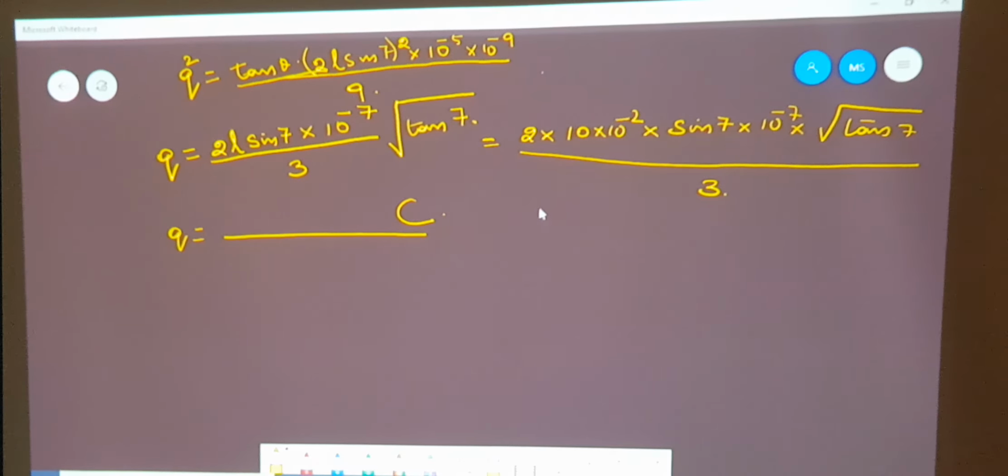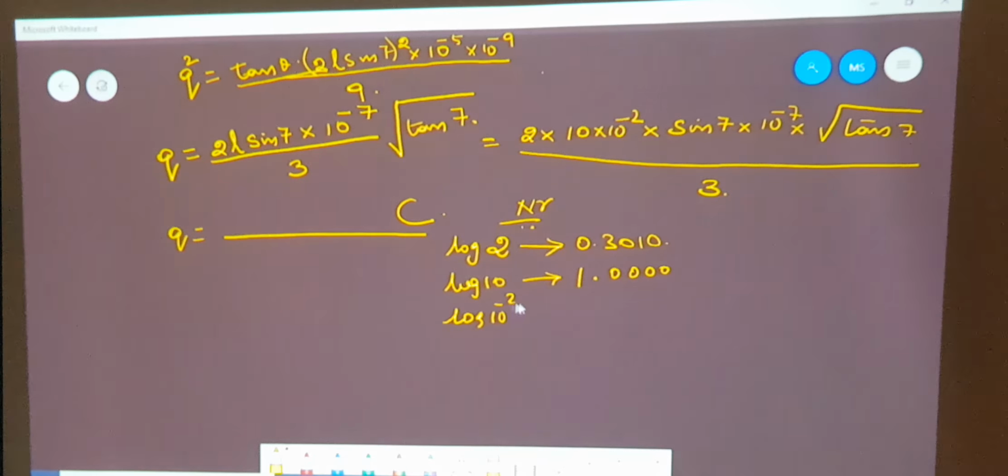Okay, you write logarithms. For writing the logarithms, you take the numerator first. You consider the value of the logarithm for 2. Log 2 is 0.3010. Then you consider log 10. What is log 10? Log 10 is 1.0000. Then log of 10 power minus 2, you can write it out as 2 bar point 0000. Then you consider log of sine 7.